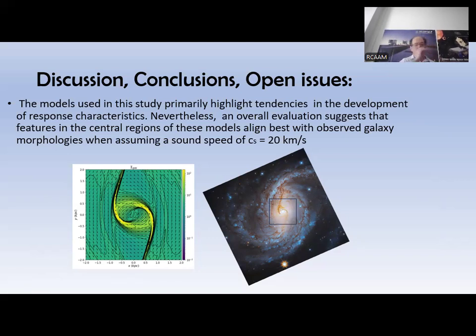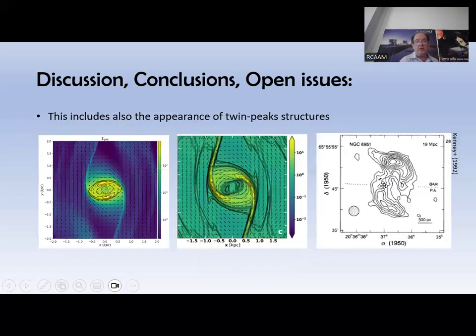You find a better comparison, let's say. I don't generalize, but this is the tendency. Whenever the 20 kilometers per second is assumed and we get a response, then this morphology is easier. It is easier to find corresponding morphologies looking at images of galaxies.